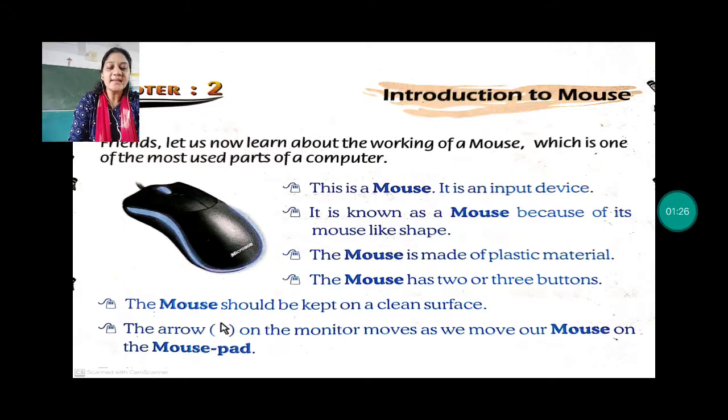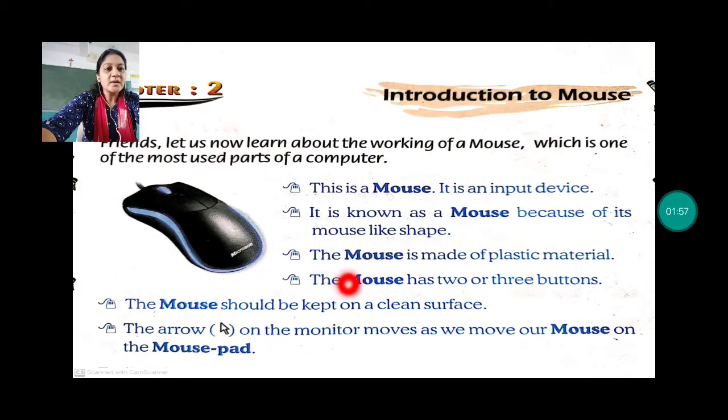Okay, now why is this shape given like this? It's because it is the shape of a mouse. You have seen a mouse, the rat, in your house. Similarly, the shape of this device is like that of the rat or mice in our home. So that's why the name is given as mouse. So this is a mouse and it is an input device. It is known as a mouse because of its mouse-like shape.